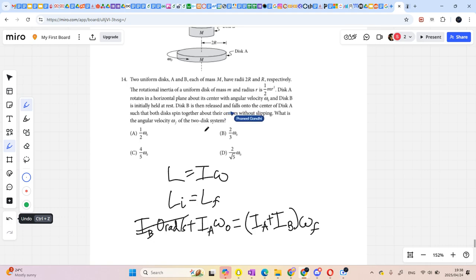So now we have to plug in the moments of inertia, and they give us this formula up here. Sorry, not R, the moment of inertia. The rotational inertia of a uniform disk of mass m is 1/2 mr squared. So our formula is I equals 1/2 mr squared. And both objects have the same mass.